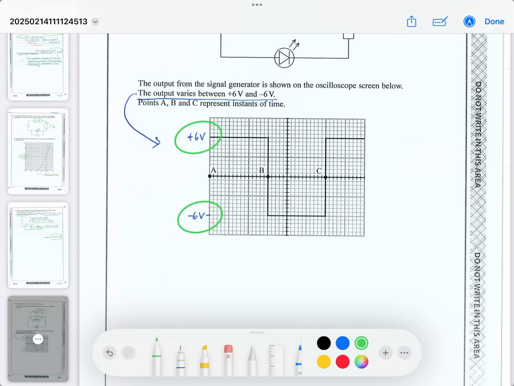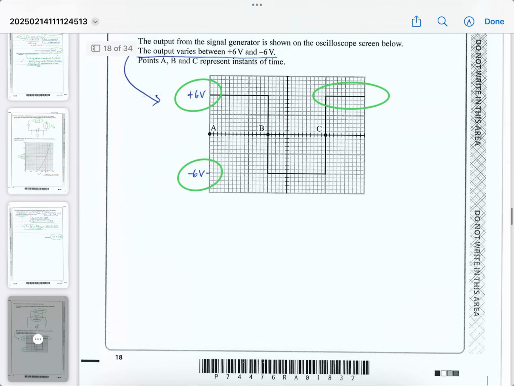Points A, B, and C represent instants of time. So from A to B, the voltage is 6 volts. From B to C, the voltage is minus 6 volts. And then obviously from C to D, it goes back to plus 6 volts. So it alternates between plus and minus 6 volts abruptly. It's not a sinusoidal variation.